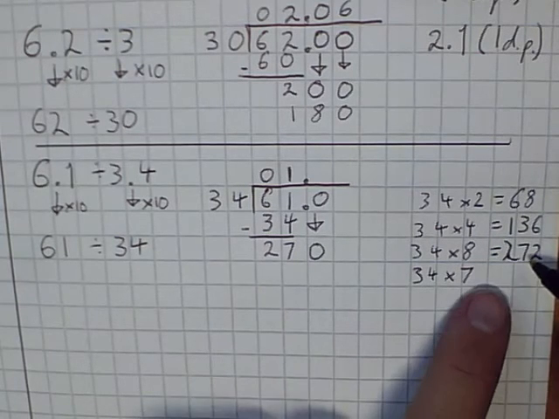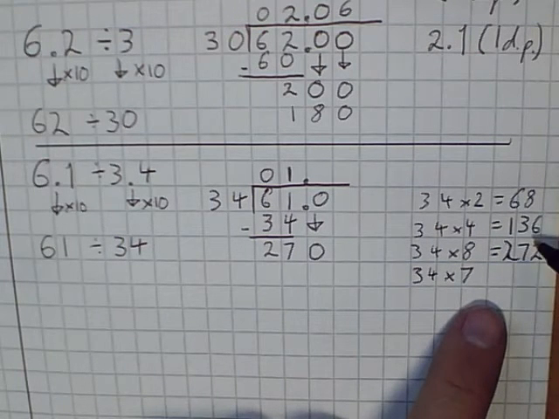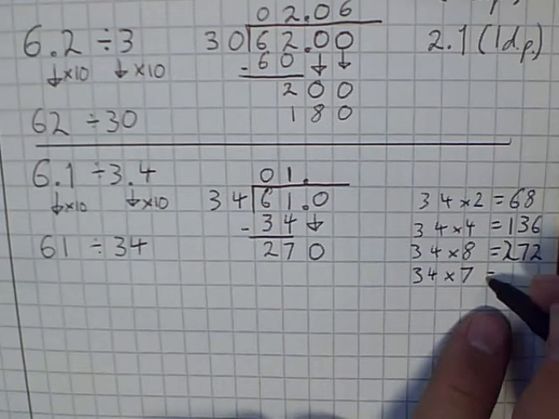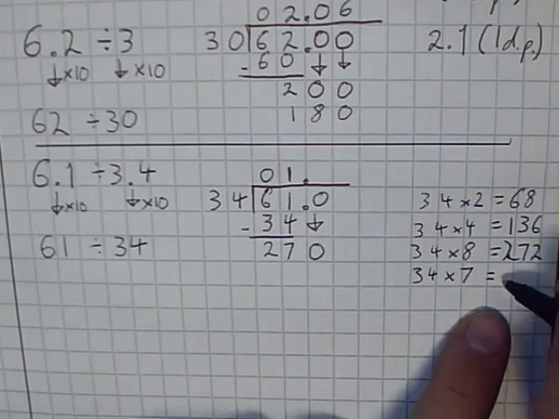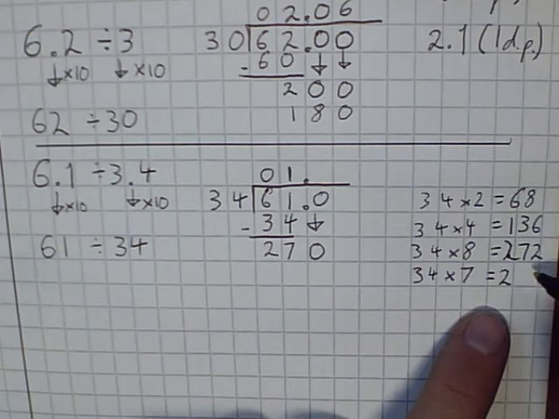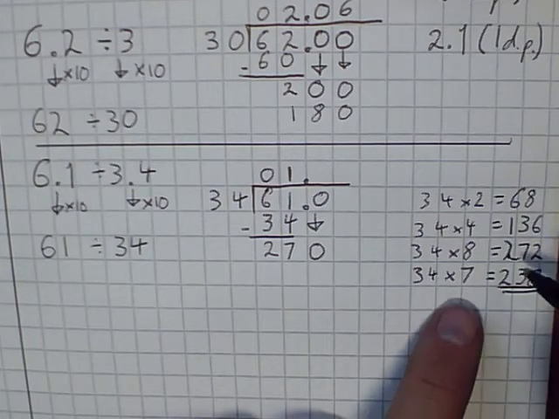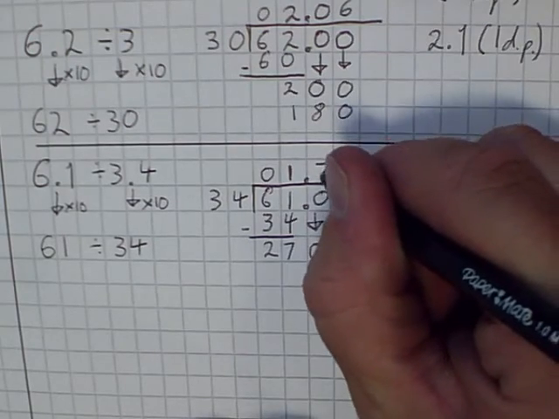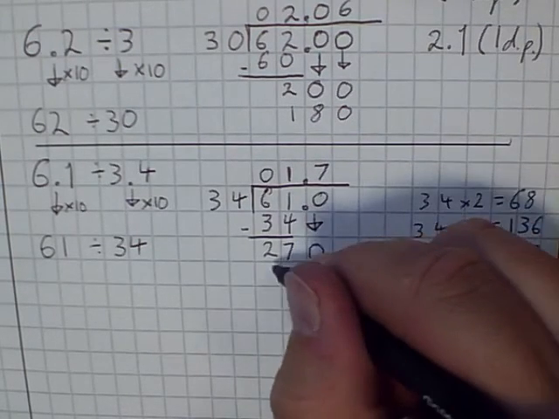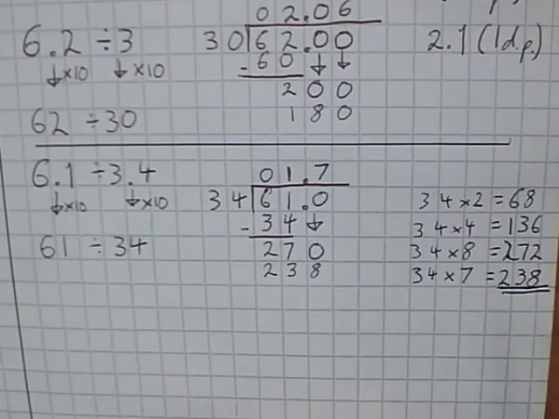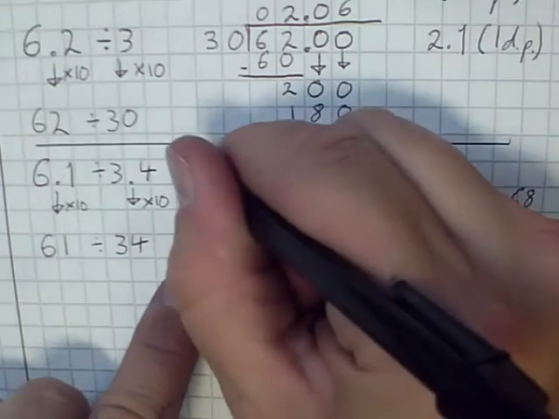Now 7 times is 34 less than 272, because that's 1 lot of 34 less. So if I took 34 away from there, I'd have 238. Okay, so that's it. So it goes in 7 times. I'm going to put 7 up here, and that comes to 238.